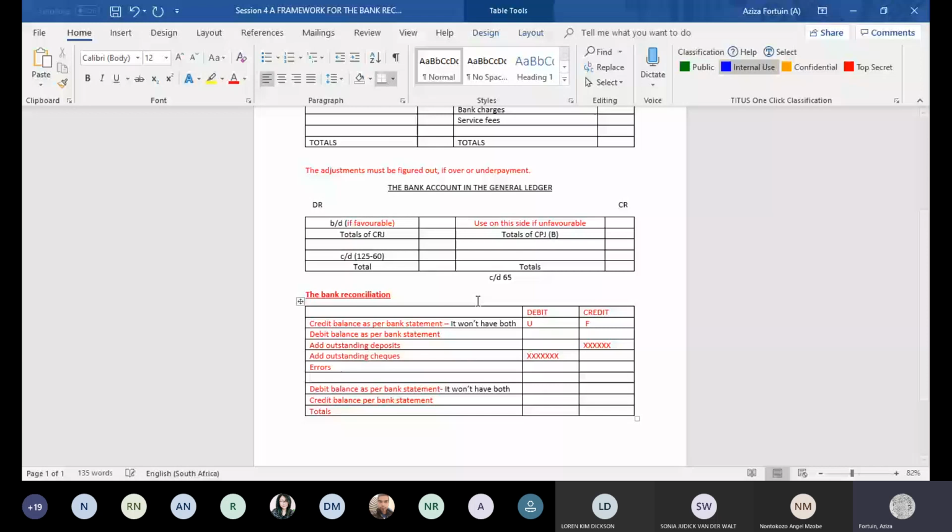Okay, and then the balance that you're going to use here is going to be the balance that you are going to bring down on either side. So if it's a carry down balance on the credit side, you put it on the credit side. If it's on the debit side, you put it on the debit side. You won't have both. So it's either a debit balance that you're closing off with or a credit balance.